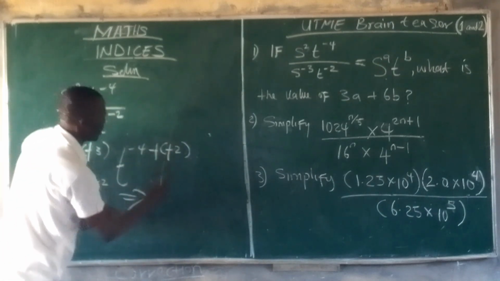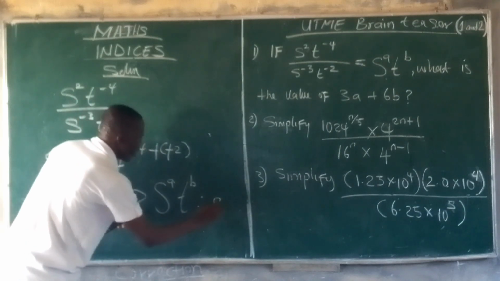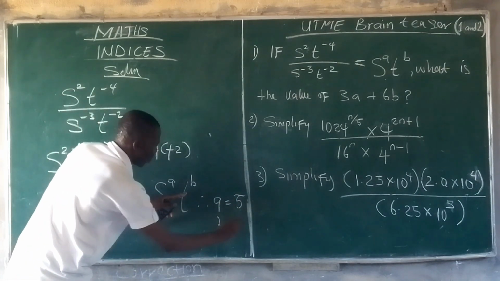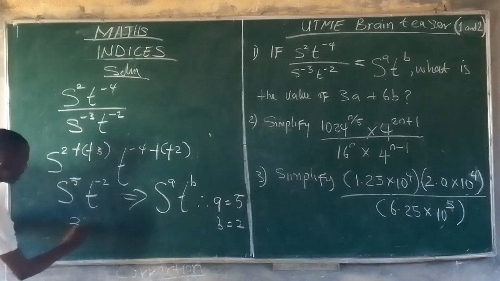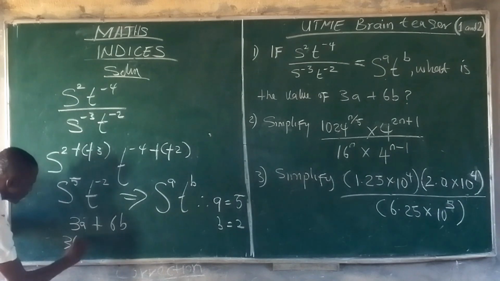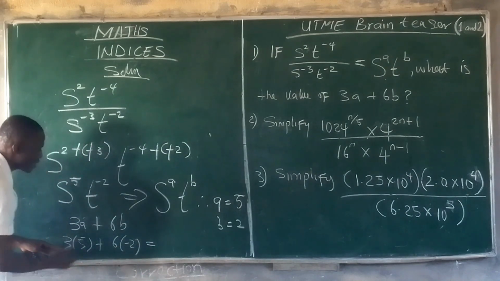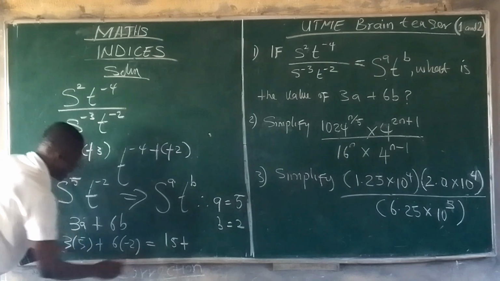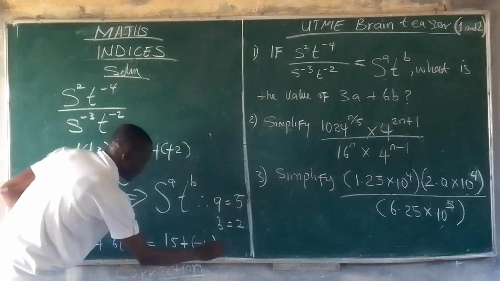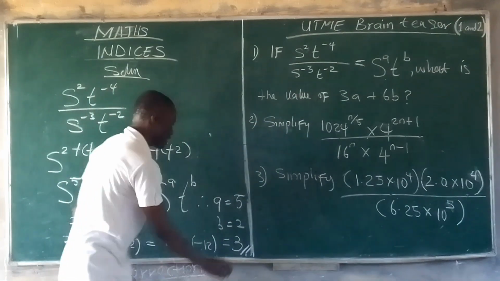So we have minus 2 plus 2, that is minus 2. Evidently, if x is raised to the power of a and t is raised to the power of b, therefore a is equal to 5 and b is equal to minus 2. So 3a plus 6b is 3 times 5 plus 6 times minus 2. 3 times 5 is 15, and 6 times minus 2 is minus 12. If I add these together, that gives me 3. So the answer to this question is 3.